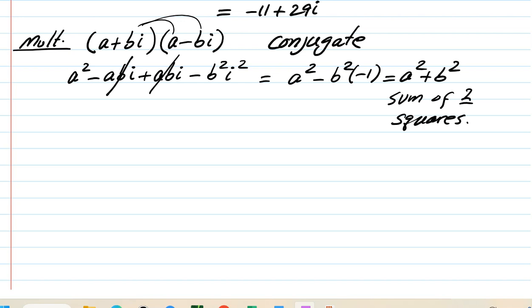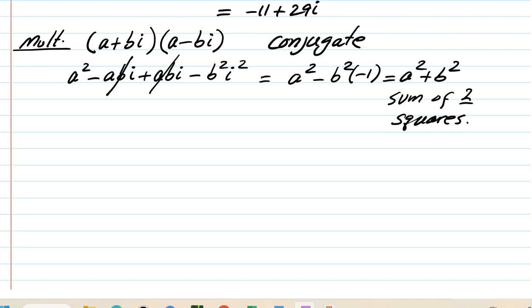Well, a sum of two squares is also factorable. There, we're looking at the factored form, a plus bi, a minus bi. But it is not factorable using real numbers. But if we allow for imaginary or complex numbers, then we can actually do that.